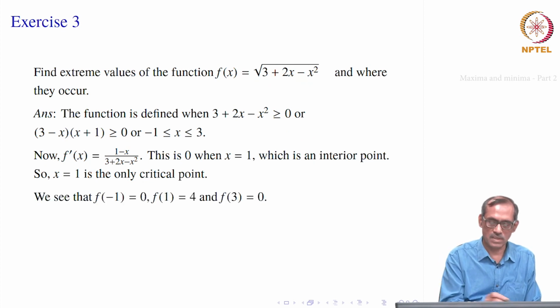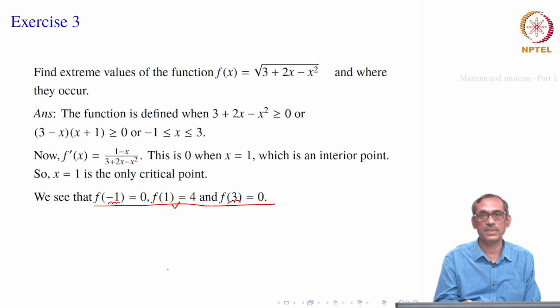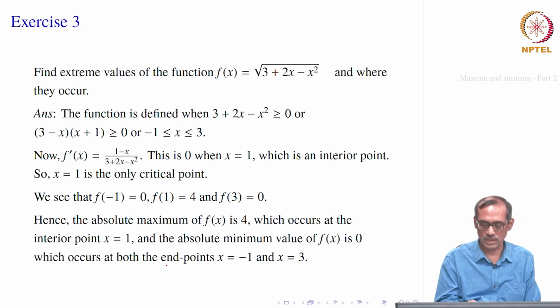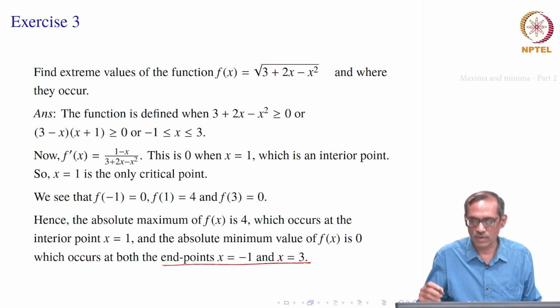Then we compare just at all these points, f of minus 1, f of 1 and f of 3, and find that the maximum value is 2 occurring at 1, and the minimum value is occurring at 2 points, one at minus 1 and one at 3. So, the minimum value of the function is 0 and the points of absolute minima are now 2, minus 1 and also 3, right. These are the endpoints. So, let us stop here.